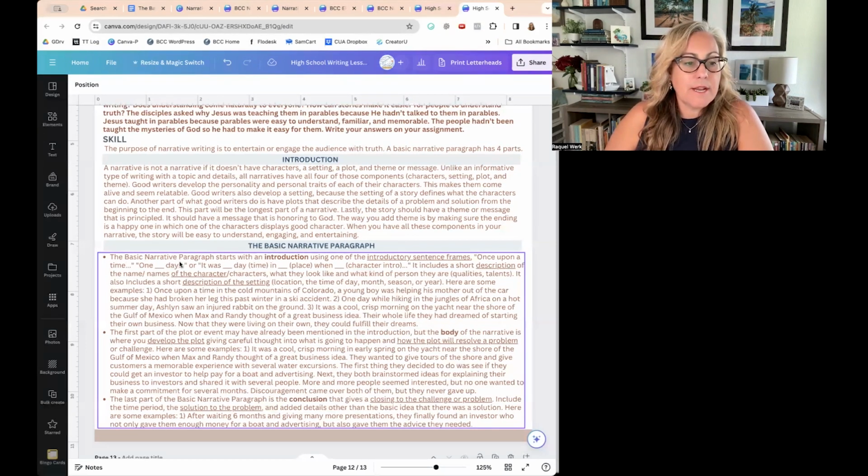So the basic narrative paragraph starts with an introduction using one of the introductory sentence frames. And this makes writing a narrative a lot easier, because there are going to be students out there that don't like to write a narrative type of writing, like myself, but I make it easy for you so that it can be done well, even if you don't like it.